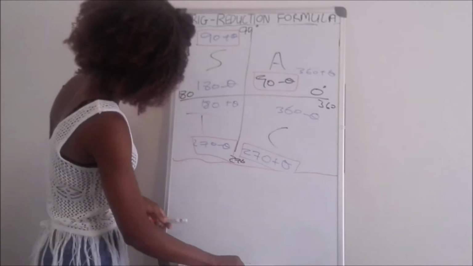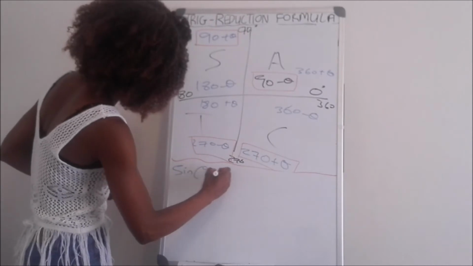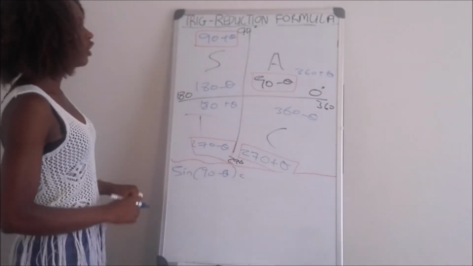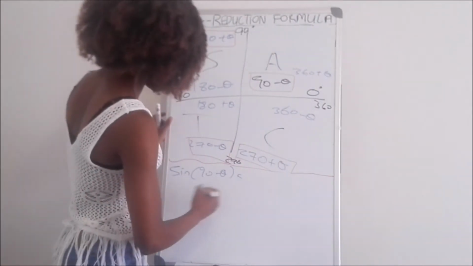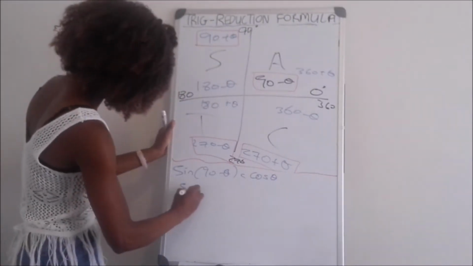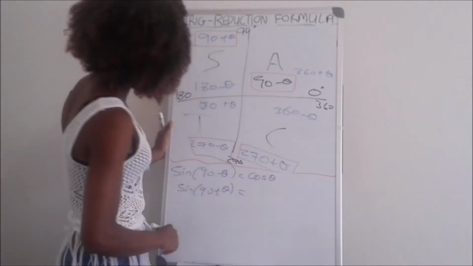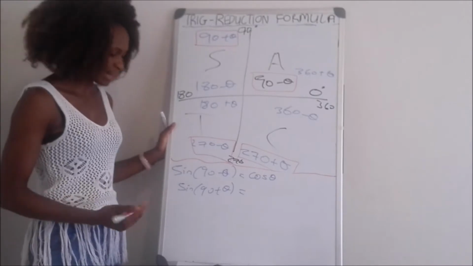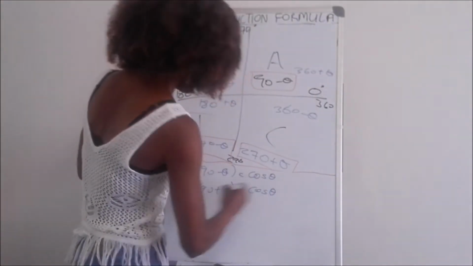If we have sine of 90 minus theta, we know that for 90 minus theta, all trigonometric ratios are positive in the first quadrant. Our answer for this one will be equal to cos theta. If we have sine of 90 plus theta, we know that sine is positive in the second quadrant, which is where 90 plus theta is. Our answer for this one will be equal to positive cos theta.